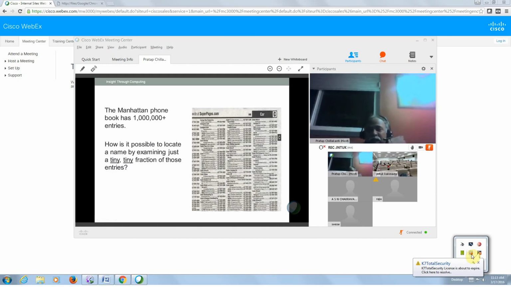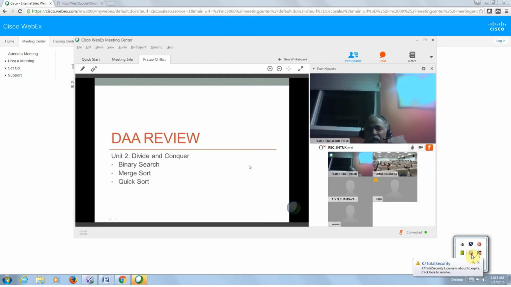Okay, here is an example. Students, you just have to follow. What are we doing here? Let me go back just one step here, right? We are going to talk about binary search, merge sort and quick sort. That's it, divide and conquer. Nothing much we are going to talk, right? We know what divide and conquer means, right?